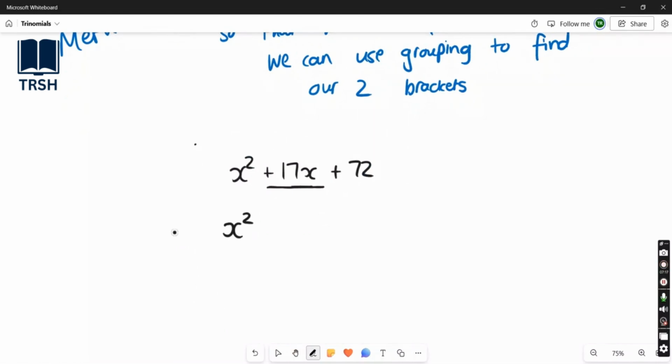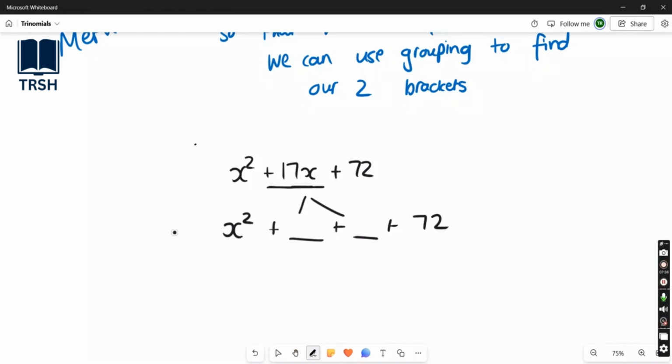So we'll have our first term which stays the same and our last term which stays the same, but the 17 needs to change. But because we have a positive, that means all our terms will then be positive. So it will be positive and positive. So we need to split that into two.